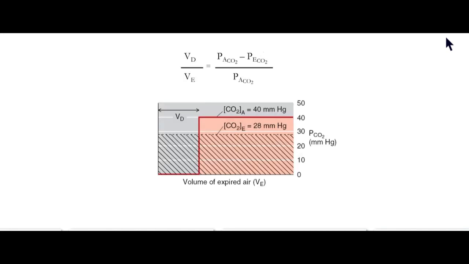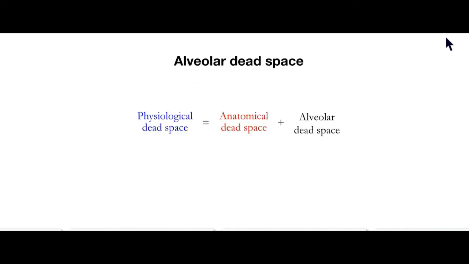So this equation can be used to get the value. Your partial pressure in your alveolar as 40 minus the total, which is 28, divided by 40, will give you that ratio. So under conditions where you have, in this case, 40 minus 28 over 40, you get about 30%? That means that 30% of that total airspace is dead airspace, okay? Physiologically, you could do Fowler's method to give you anatomical. But Bohr's method is the only one that's going to give you anatomical plus alveolar, because it's specifically looking at a gas that moves across the membrane during gas exchange.